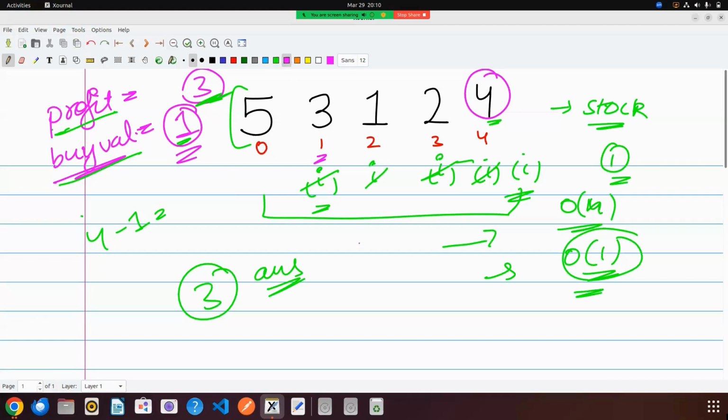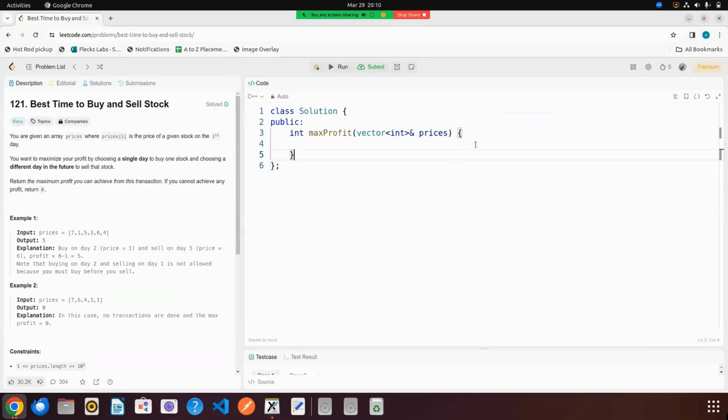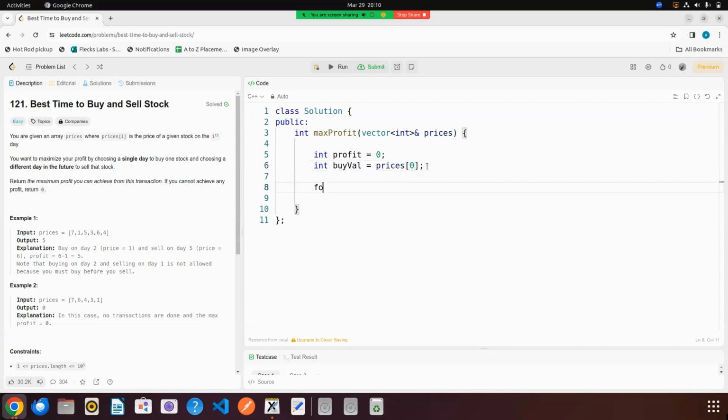Okay, so now let's see how we can code this. At first, we will create a variable called profit, which is currently 0. We are going to create a variable called buy value, which is what? Prices of 0, right? The first value, and we are going to start from index 1. for i from 1 to prices.size, i++.